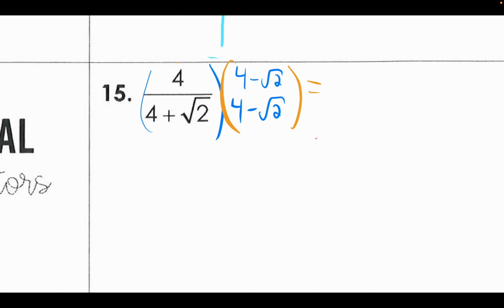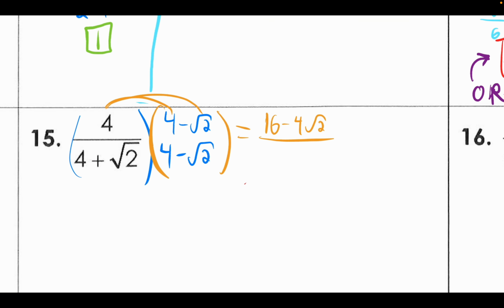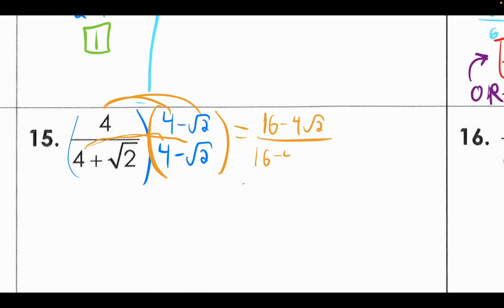So the top we do 4 times 4 and 4 times negative square root 2, and we get 16 minus 4 square root 2 over, and we have to distribute, we have to FOIL here, so we're going to get 4 terms. We do 4 times 4 and get 16. 4 times negative square root 2 and get negative 4 square root 2. Square root 2 times 4 and we get 4 square root 2. Negative square root 2 times square root 2 and we get negative 2.